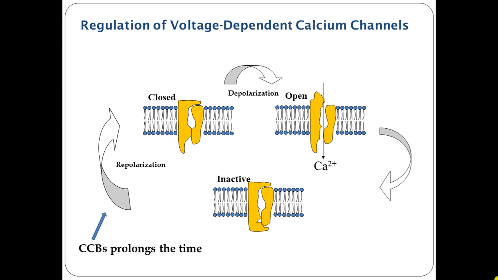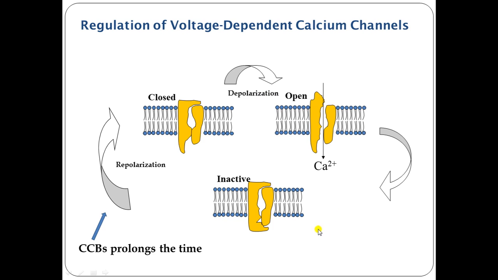Here you can see the regulation of voltage dependent calcium channels. Here it is in the closed state when they are transmembrane channel and the ion passing through is calcium. Whenever there is depolarization, this channel gets opened because it is voltage sensitive. So depolarization will change the membrane potential. That voltage change will open this calcium channel and allow the entry of calcium inside the cells.